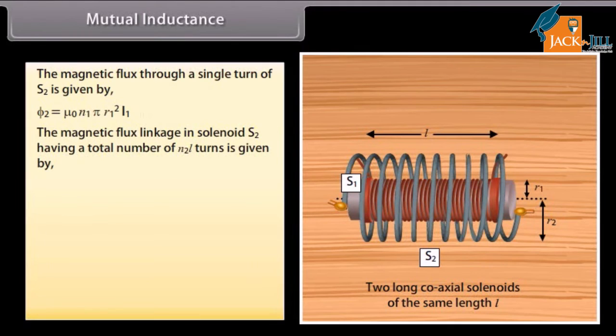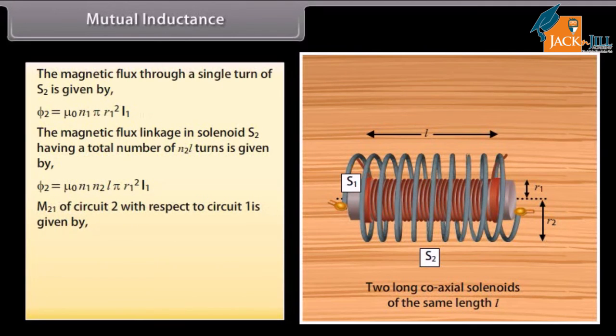The magnetic flux linkage in solenoid S2, having a total number of N2L turns, is given by mu naught N1 N2 L pi R1 square I1. The mutual inductance M21 of circuit 2 with respect to circuit 1 is given by mu naught N1 N2 L pi R1 square.